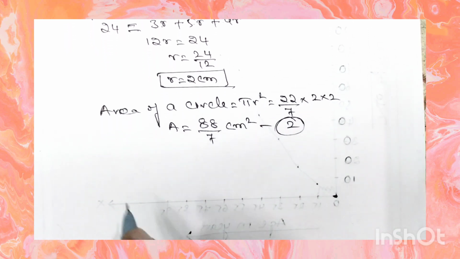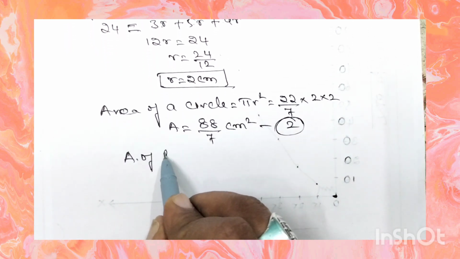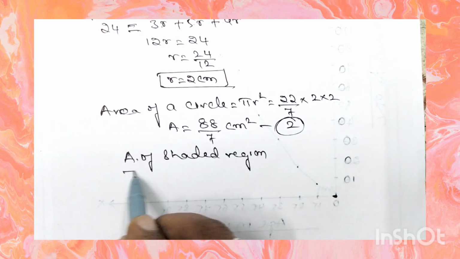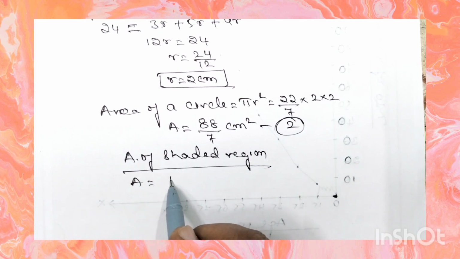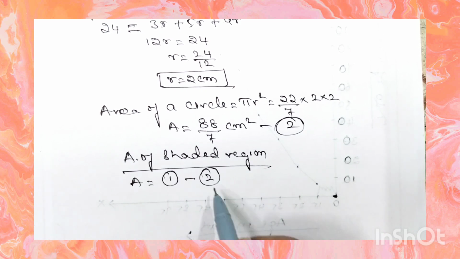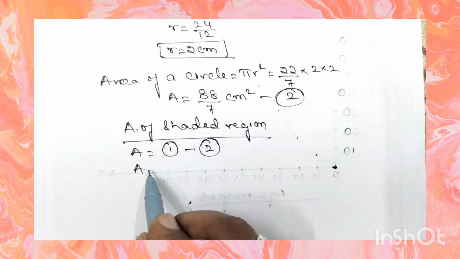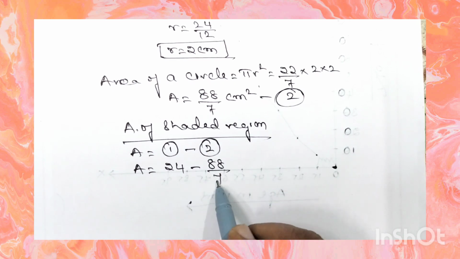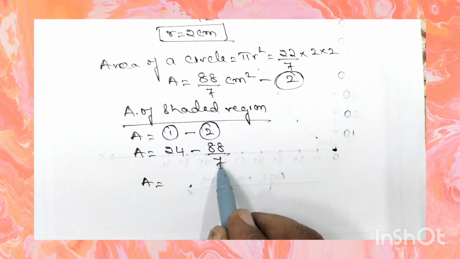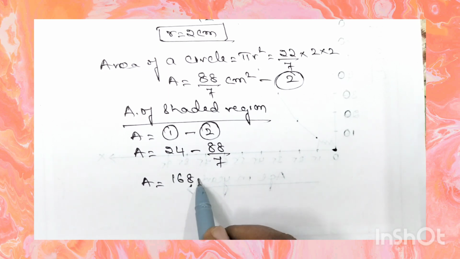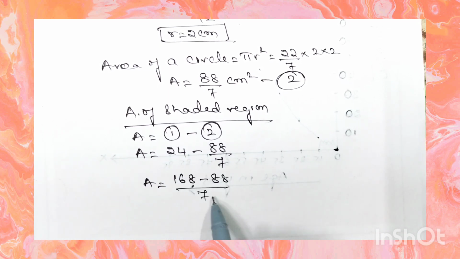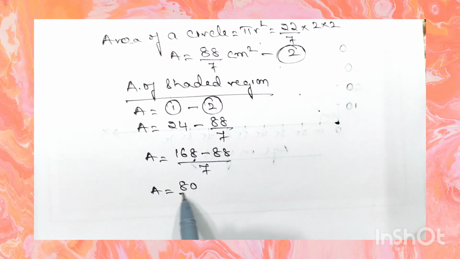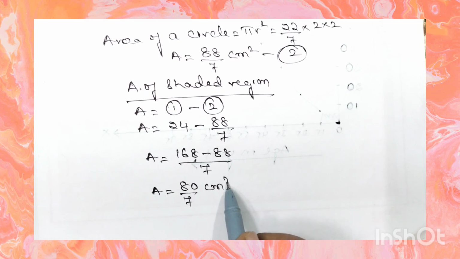Now we want the area of the shaded region. So to find the area of the shaded region, subtract equation 1 and 2. From equation 1 you subtract equation 2. So area is equal to, equation 1 is 24, equation 2 is 88 by 7. So area is equal to 7 into 24 becomes 168 minus 88, divided by 7. So area is equal to 168 minus 88 is 80, divided by 7 centimeter square.